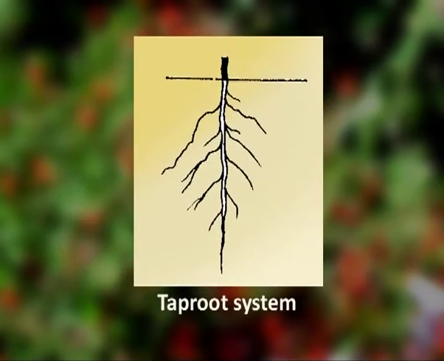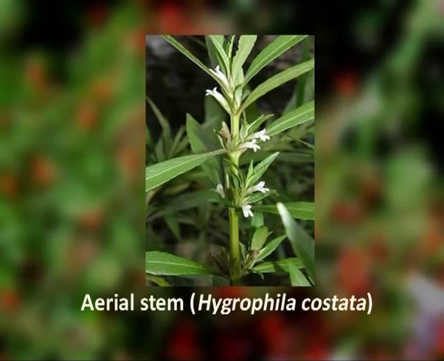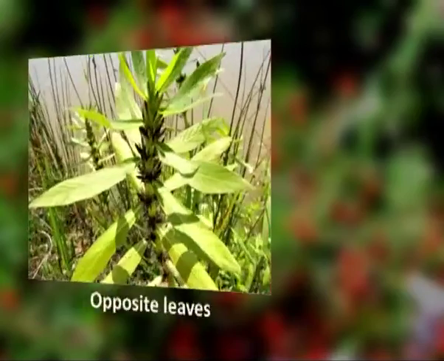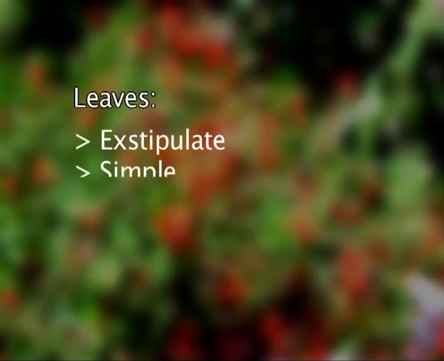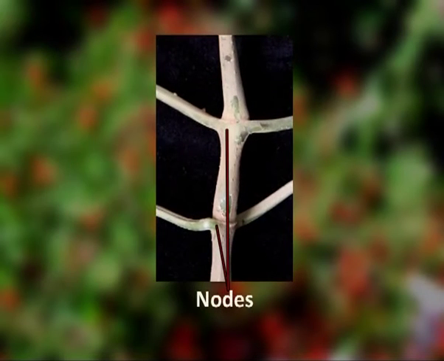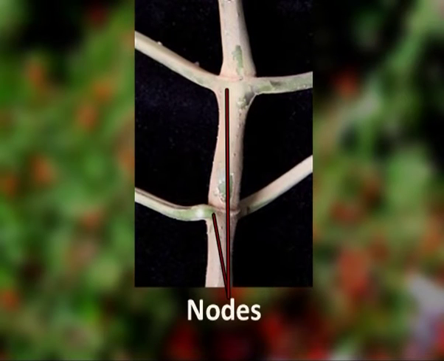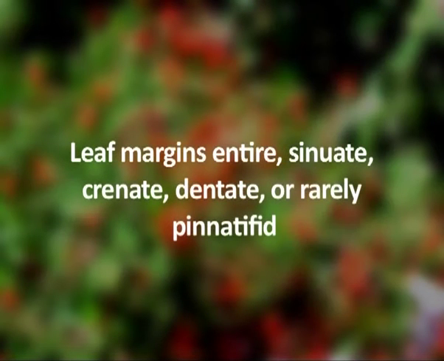Root in Acanthaceae is generally tap. Stem is aerial, erect, herbaceous, woody. It's cladode in Hemigraphis. Leaves are generally opposite. They are alternate in Elytraria and Staurogyne, exstipulate, simple, isophyllous or anisophyllous. Nodes are often swollen, sometimes spinose, with spines derived from reduced leaves. Leaf margins are entire, sinuate, crenate, dentate or rarely pinnatifid.